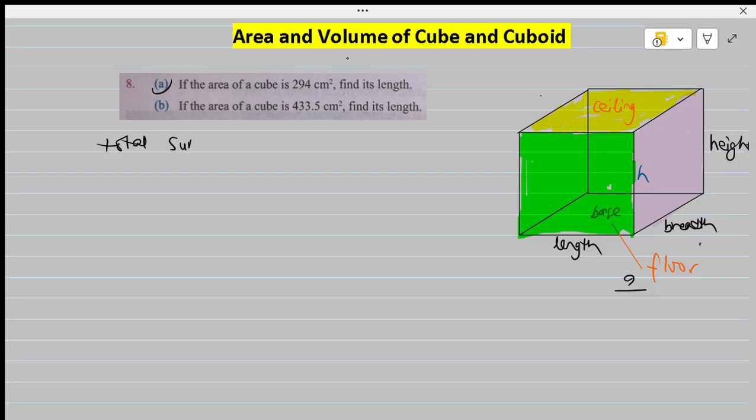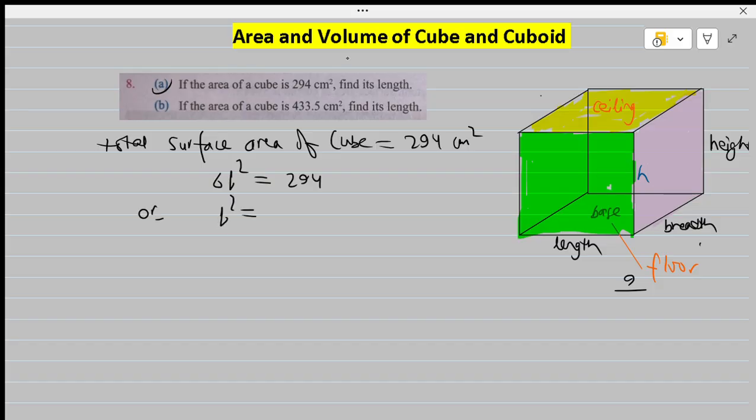So total surface area of the cube, this we are given 294 centimeter square, and we know its formula is 6L square, so that equals 294. And now L square equals, 6 getting multiplied with L square, so it will go down for dividing, 294 by 6.